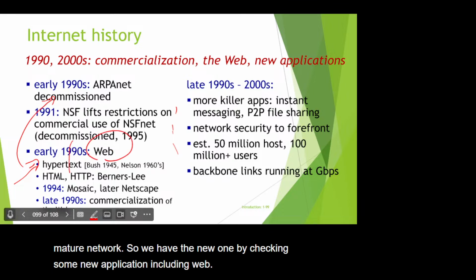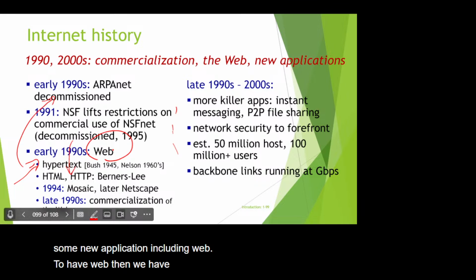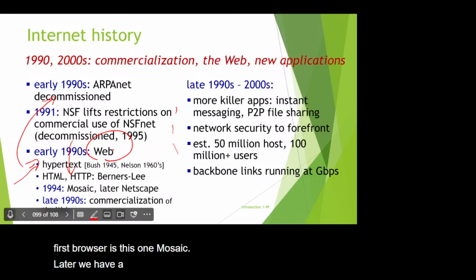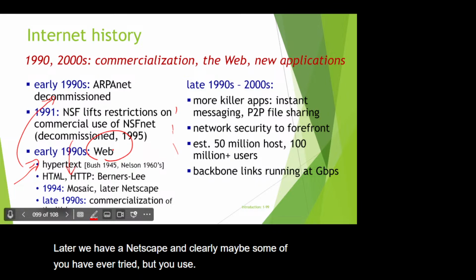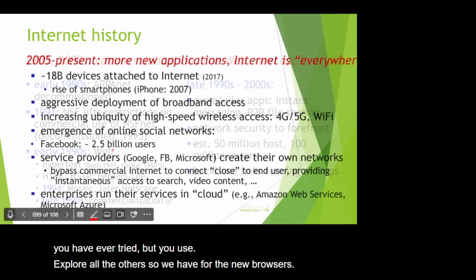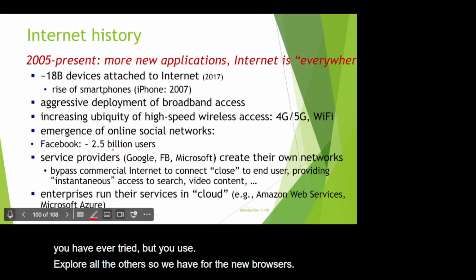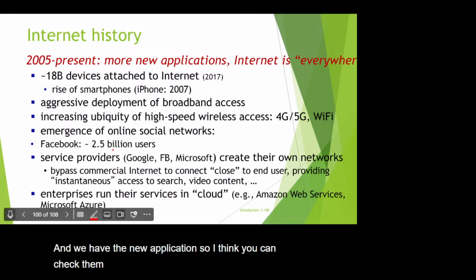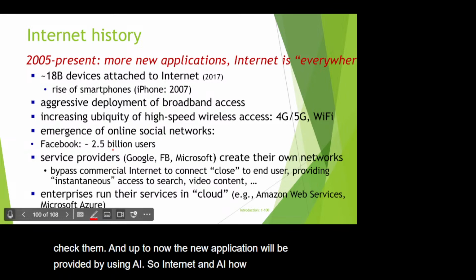So we have the new one by checking some new applications, including the web. To have the web, then we have HTTP and the others. But the first browser is this one, Mosaic. And later we have Netscape. And currently, maybe some of you have tried Explorer or the others. So we have the new browsers and the new applications. I think you can check them. And up to now, the new applications will be provided by using AI. So internet and AI, how to combine them? This is a new trend.